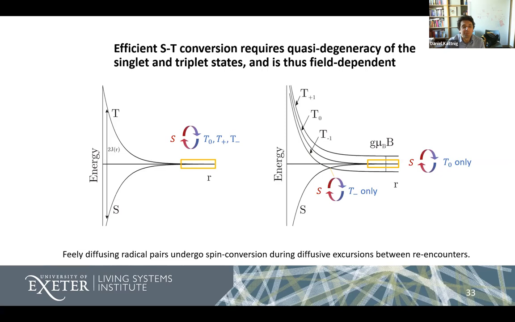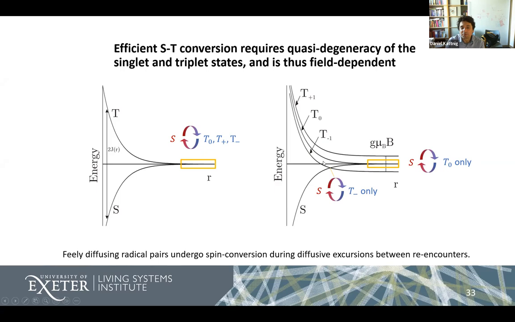If we do the very same thing in the presence of an applied magnetic field, then the scenario is as shown here. In an applied magnetic field, the only thing that is different is that the triplet states are here split by the Zeeman interaction, as is shown here. So the T plus state is shifted up in energy, the T minus state is shifted down in energy.